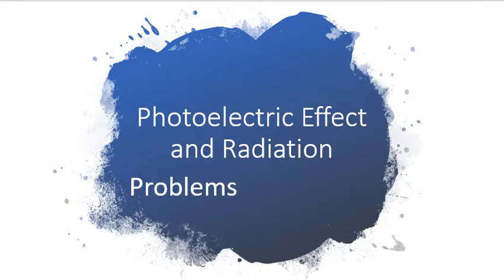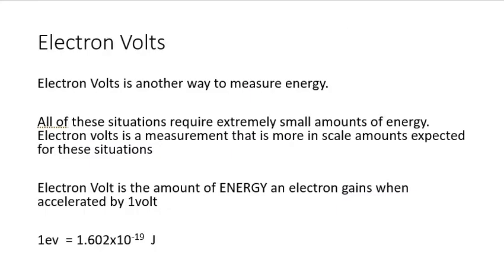Before we tackle any of the problems, though, we need to talk about one unit of measurement, which is electron volts. Electron volts is another way to measure energy. I'm hoping we understand what an electron volt is as I go through the definition, but if all we know is that it's another unit for energy, well, then we're still going to do all right. An electron volt equals 1.602 times 10 to the negative 19 joules.